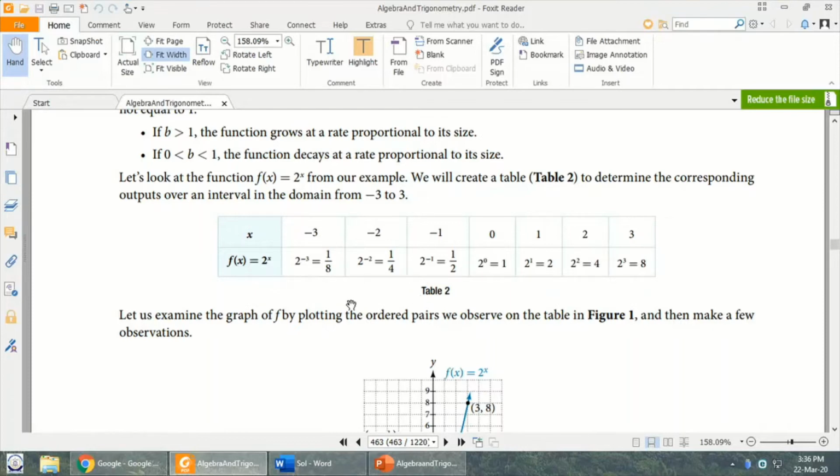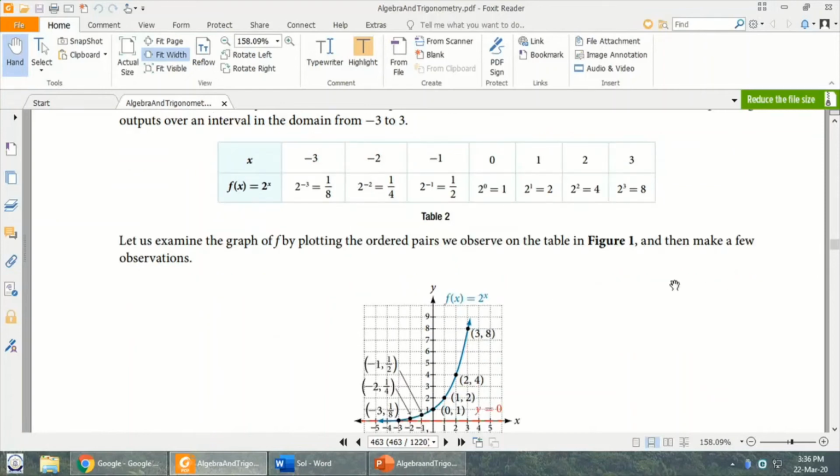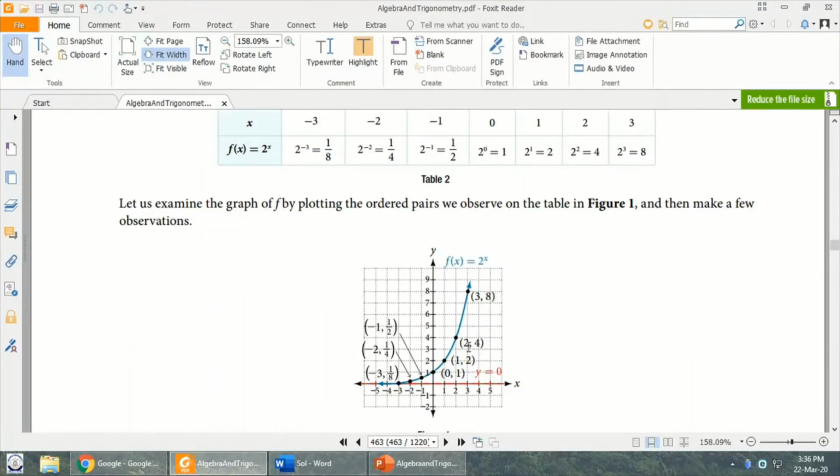So let's just make a few observations. It's simply the graph that is being drawn for f(x) being equal to 2 raised to power x.